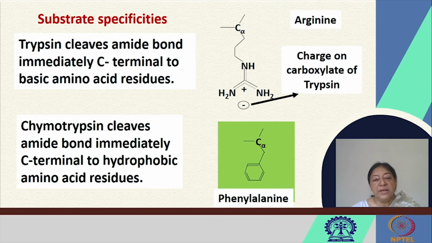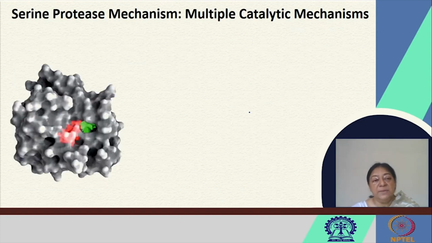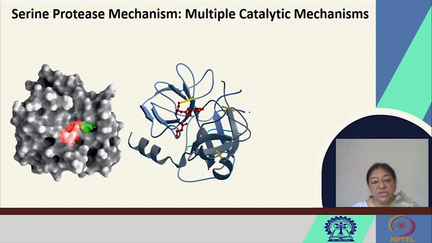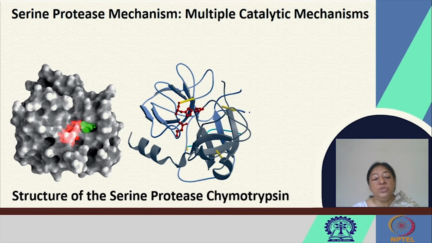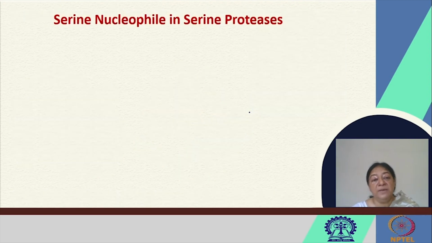So we have trypsin that looks at cleavage at the C terminal of the basic amino acids, and we know that this charge on the carboxylate comes from the aspartic acid in trypsin, and chymotrypsin cleaves the amide bond following hydrophobic amino acids, where we have now a hydrophobic pocket that is going to accommodate the substrate. We will just be briefly looking at the serine protease mechanism, where we have the active site structures as we looked at, and we know that we are going to have a covalent linkage that is going to be brought about by the serine.